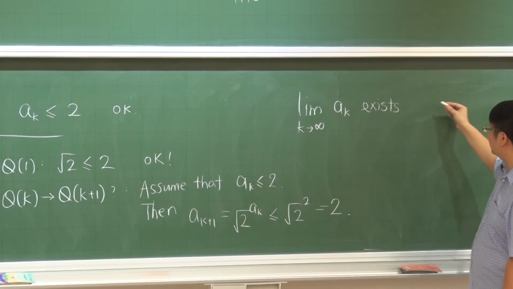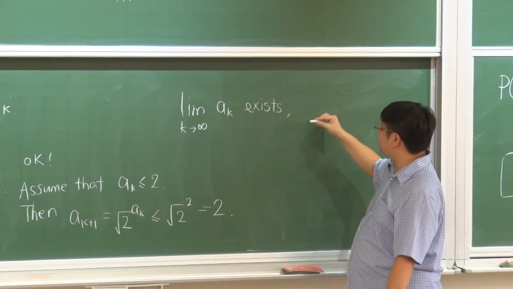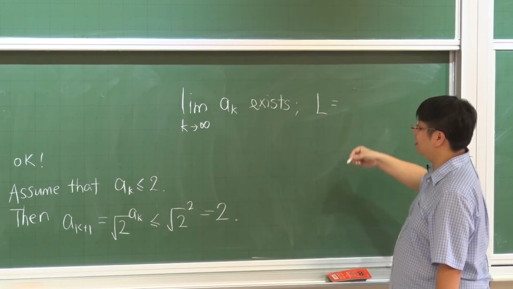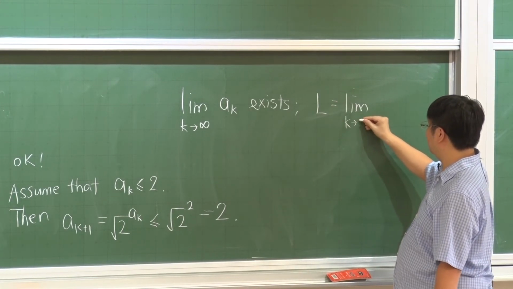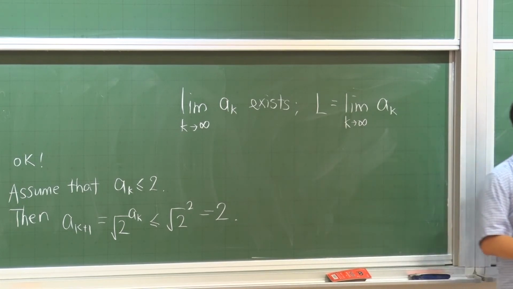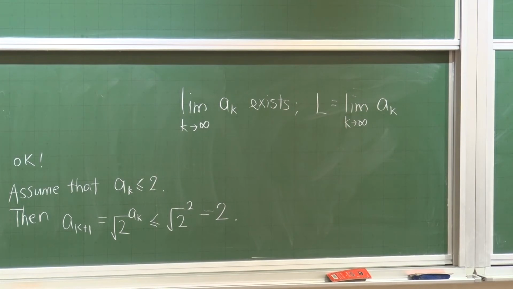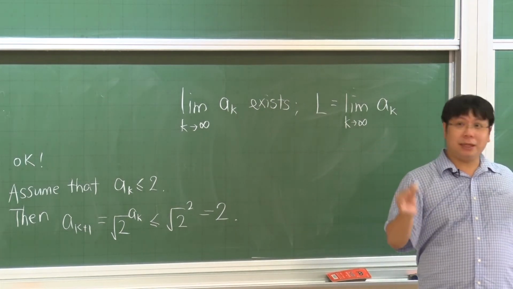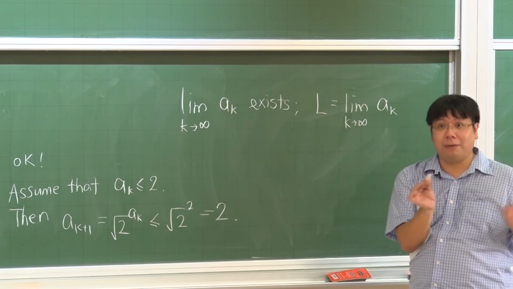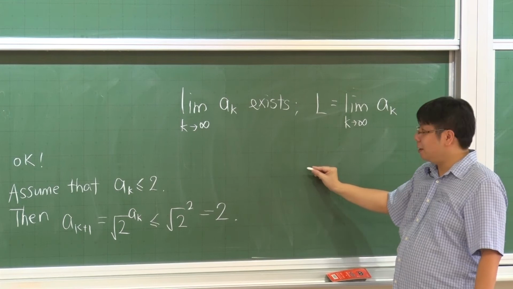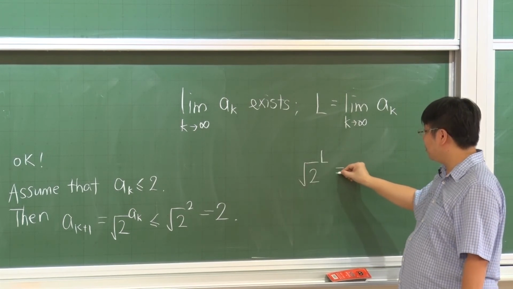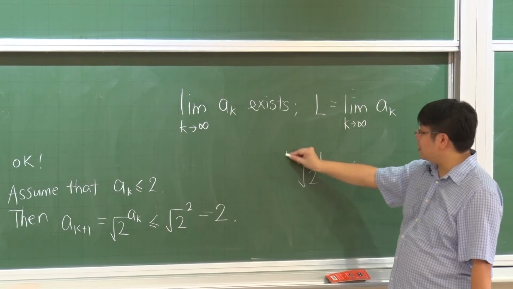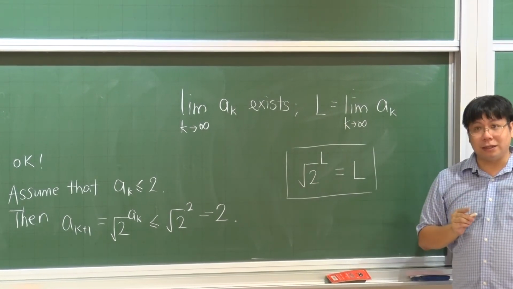So we may just let this limit be L. Is that okay? And now my question is, what is L? How do we get L? L has to satisfy what kind of property? If the limit exists, that means AK and AK plus 1 are the same. Am I correct? So we will have square root 2 to the power L is equal to L. As long as we can find this, then this should be the answer.